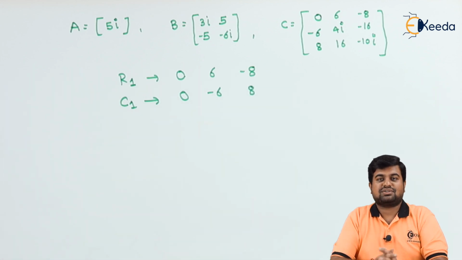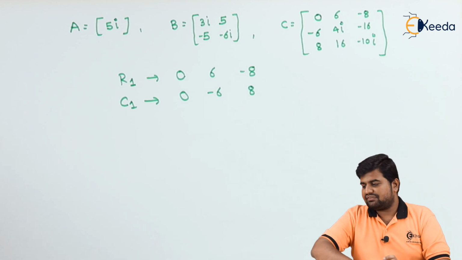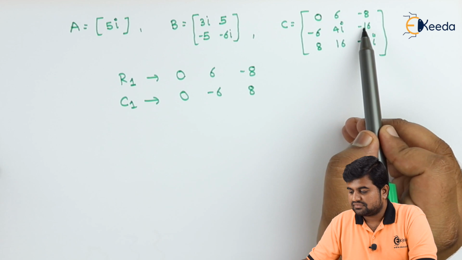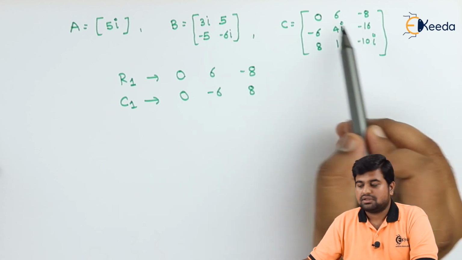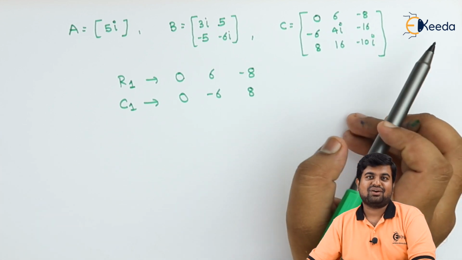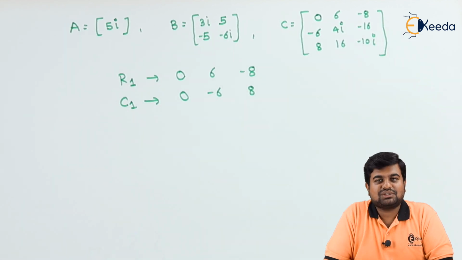So this is how we construct a skew Hermitian matrix. We can also have imaginary numbers here for the corresponding elements. But all the diagonal elements have to be compulsorily imaginary or zero. So this was all about the skew Hermitian matrix.